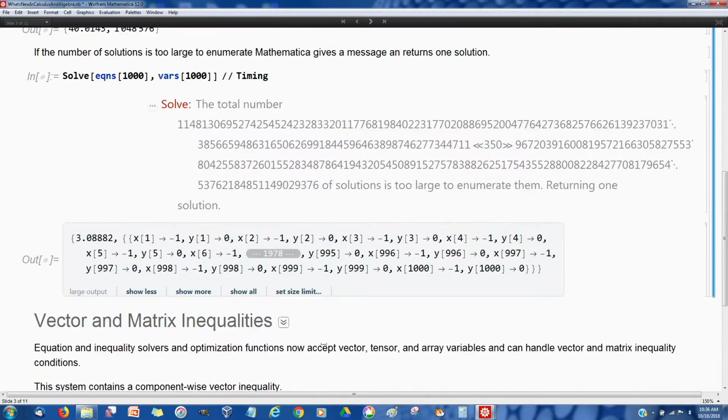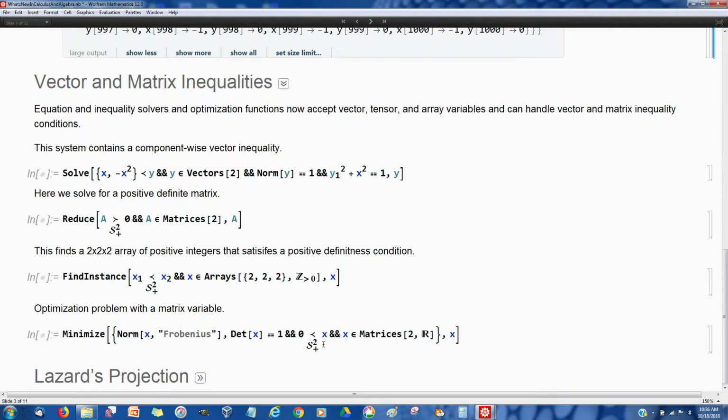So the next new things, vector and matrix inequalities. This has been introduced mainly for numeric optimization, but it's also supported in symbolic solvers. So we can use vector inequalities and matrix inequalities. So this, for instance, says that the matrix is positive definite, and we get solutions.